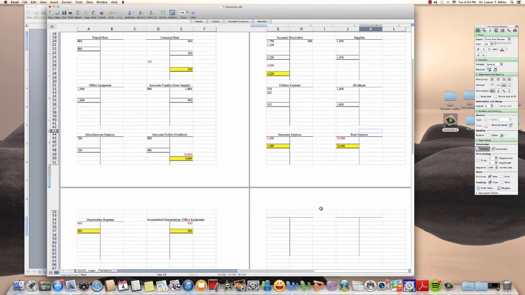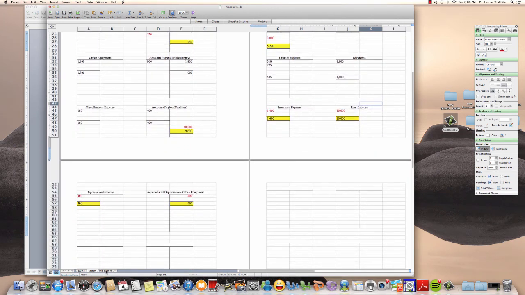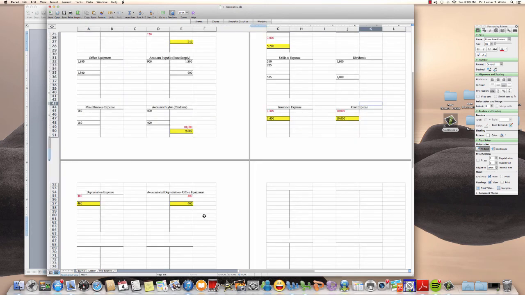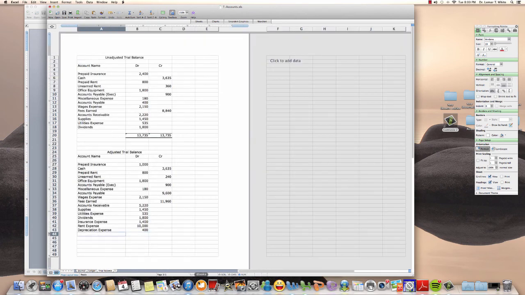What else? I have my depreciation expense, $400 on the debit side, so I need to add that. And last but not least, I have accumulated depreciation, office equipment, $400 on the credit side.